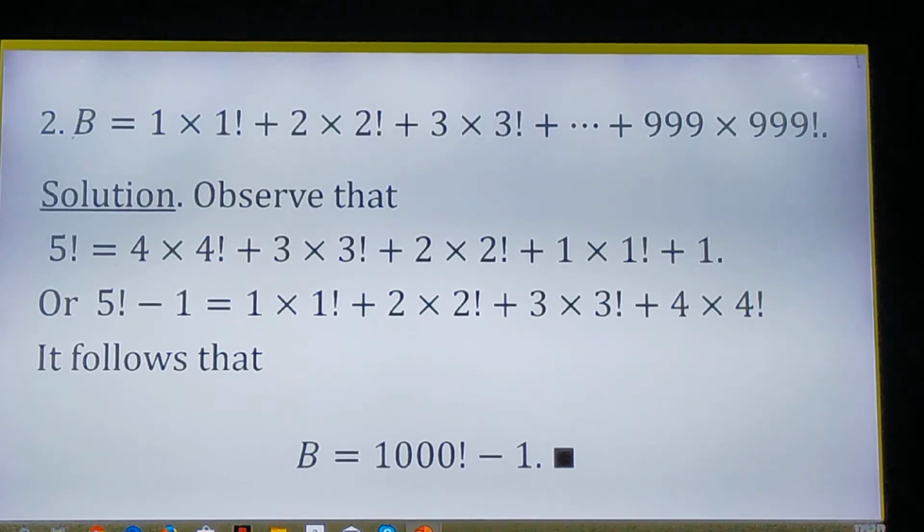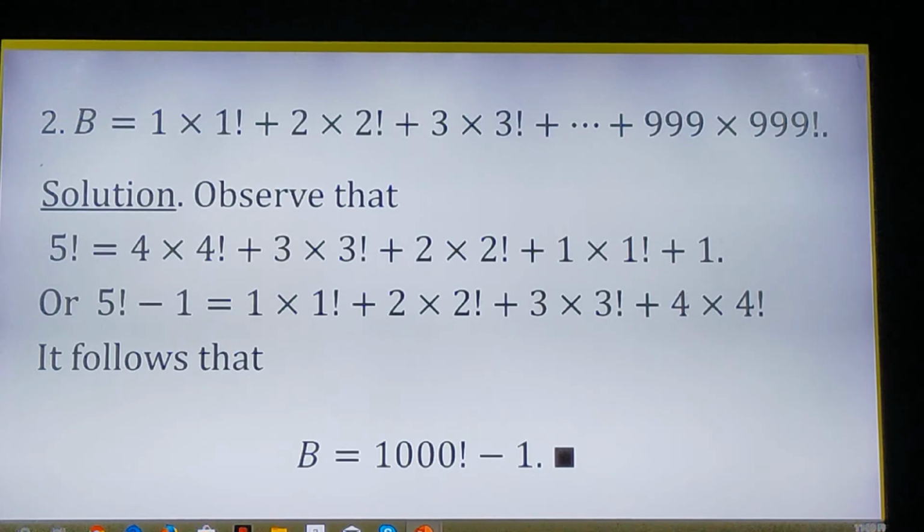For 5 factorial, for example, this is actually 4 times 4 factorial plus 3 times 3 factorial plus 2 times 2 factorial plus 1 times 1 factorial plus 1. So if you move 1 to the left, then you have 5 factorial minus 1 is equal to 1 times 1 factorial plus 2 times 2 factorial plus 3 times 3 factorial plus 4 times 4 factorial. It follows that b is equal to 1000 factorial minus 1.